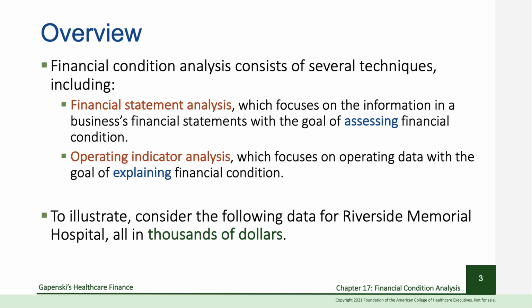Financial condition analysis consists of several techniques. The first one is financial statement analysis, which focuses on the information in a business's financial statements with the goal of assessing financial condition. The operating indicator analysis focuses on operating data with the goal of explaining financial condition. So in the financial statement analysis, the first thing we are doing is assessing the financial condition, and when we start looking at the operating indicators, we are trying to explain the financial condition.